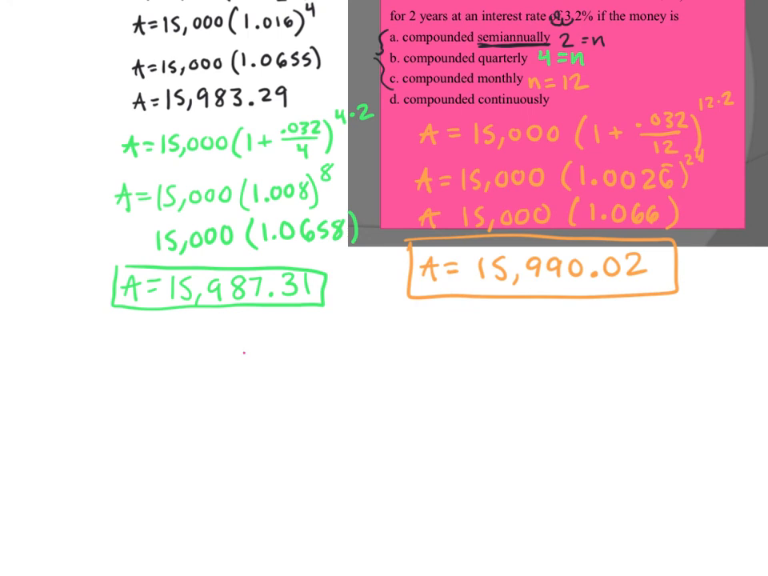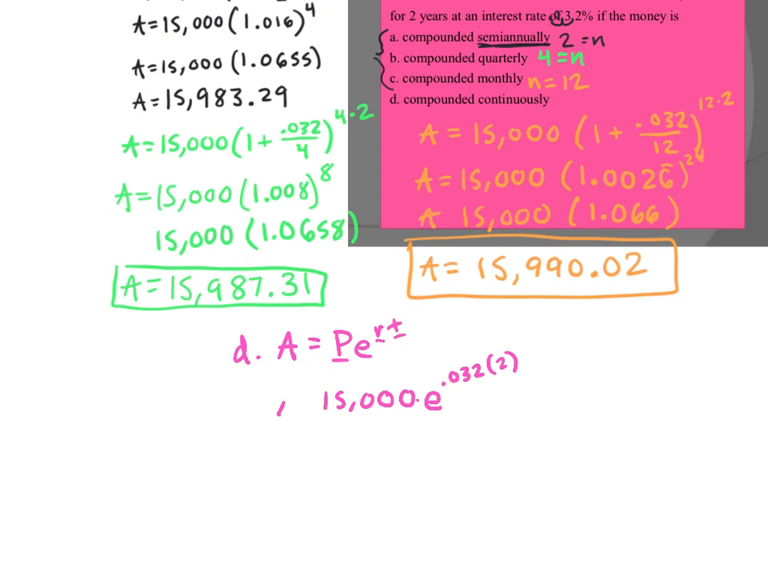All right, so now for part D. What formula are we using for D? A equals P e to the r times t. Perfect. So we plug in the same P, the same R, and the same T. So our P is 15,000 times e raised to the power of, what's our R? 0.032 times T, which is 2.